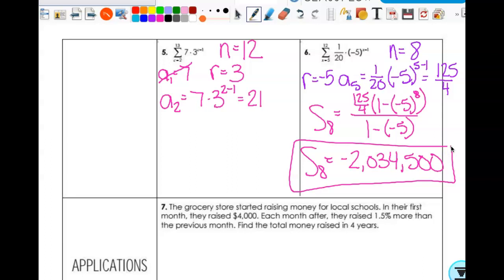It felt wrong, but it's right. Well, where did the negative come from? Okay, so negative 5 to the 8th power is going to make it positive because it's even, right? And that's going to be a big number. So 1 minus a big number makes it negative in the numerator, and then this down here becomes positive, so that's where your negative over positive comes from.